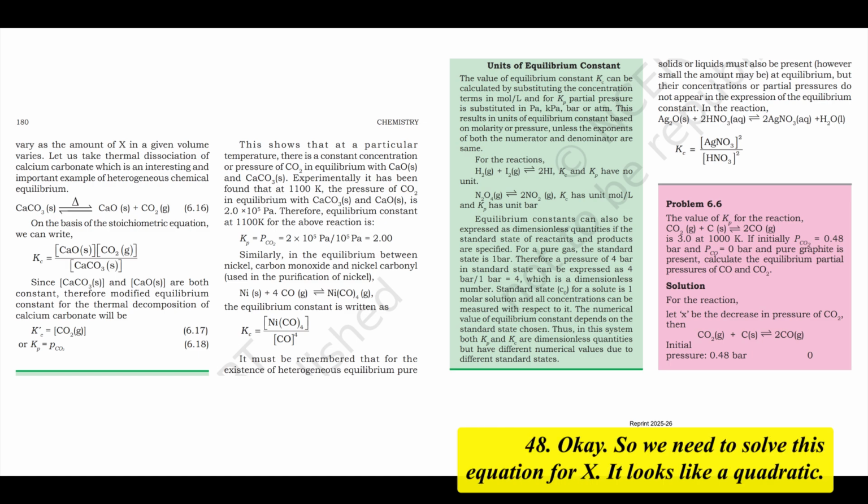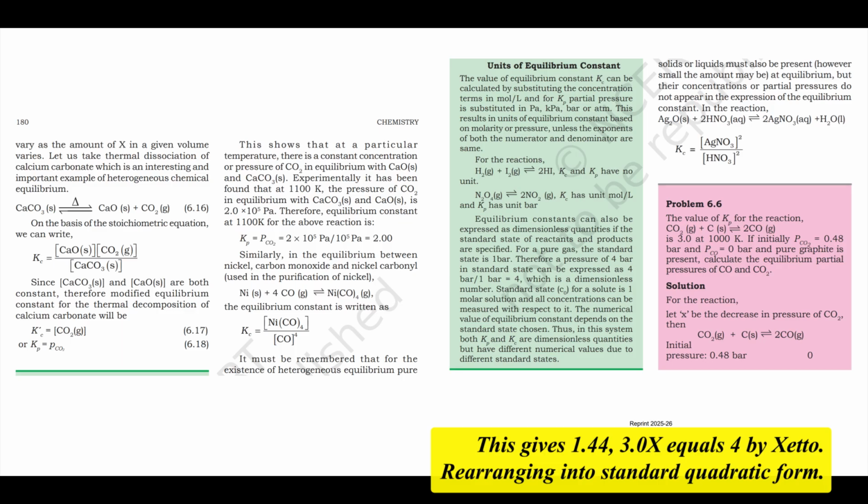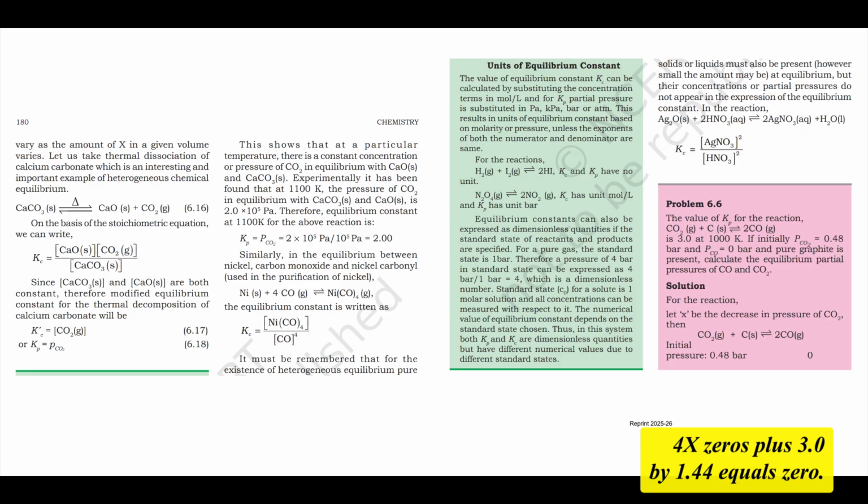Okay, so we need to solve this equation for X. It looks like a quadratic. It does. Expand it out. 3.0 times (1.48 − X) equals (2X)², which equals 4X². This gives 4.44 − 3.0X = 4X². Rearranging into standard quadratic form: 4X² + 3.0X − 4.44 = 0.